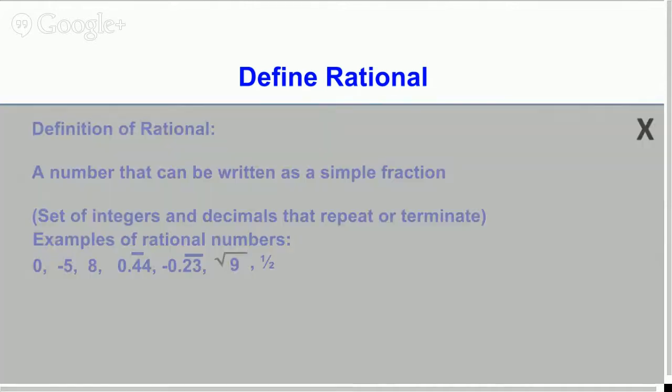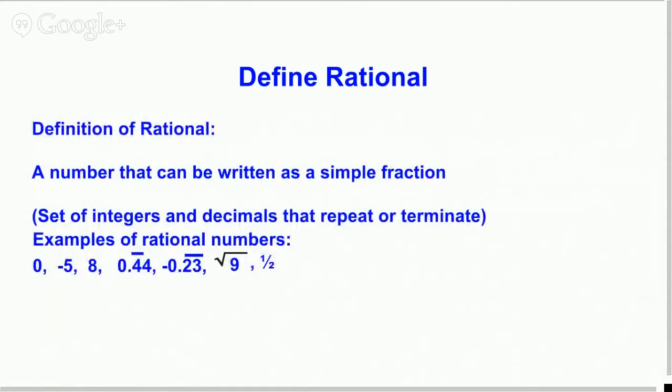Okay, welcome back. A rational number is a number that can be written as a simple fraction or decimals that repeat or terminate, meaning end. All right, terminate or end. So 0 is a simple fraction, just 0 over, then there's nothing below it. -5 over 1 is a number. 8 over 1 is a number.